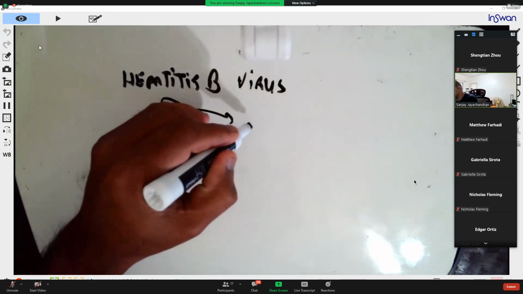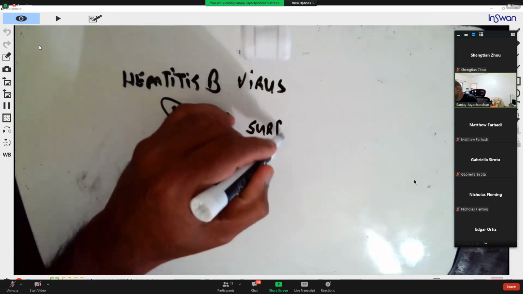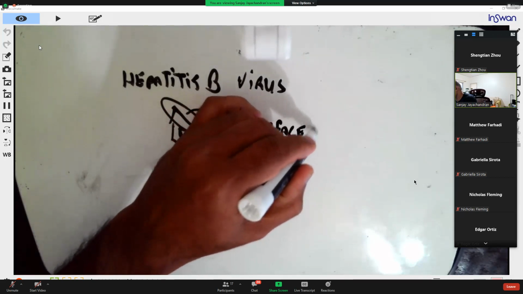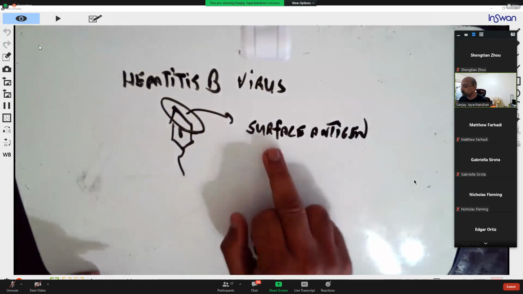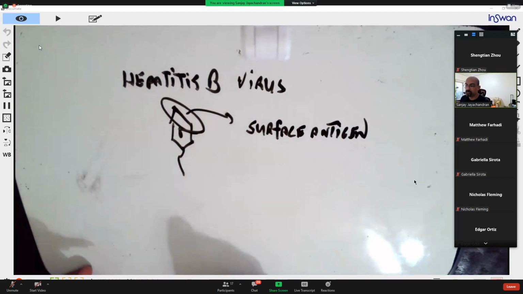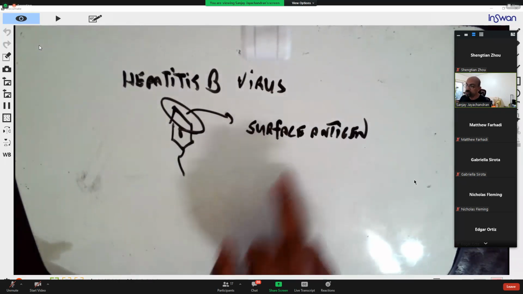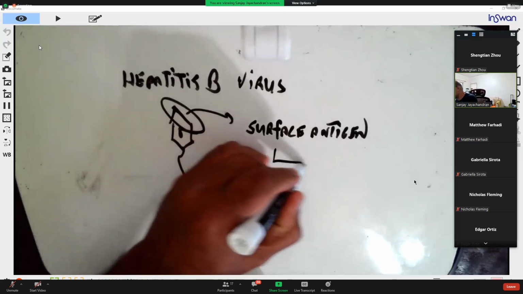The name of this protein is called surface antigen. Surface because it's on the surface of the virus, and it's a protein there. So it's one of the many proteins on top of that virus. So I'm going to use that. I'm going to get the gene for that. Here's my gene.